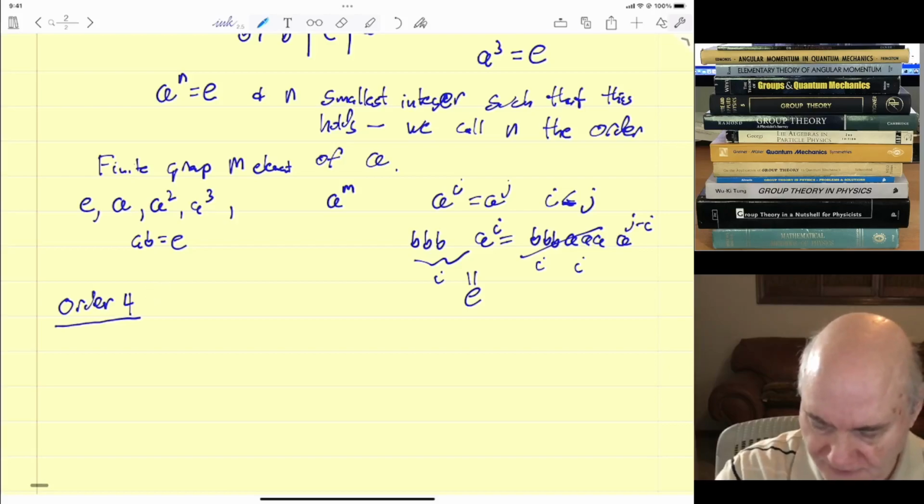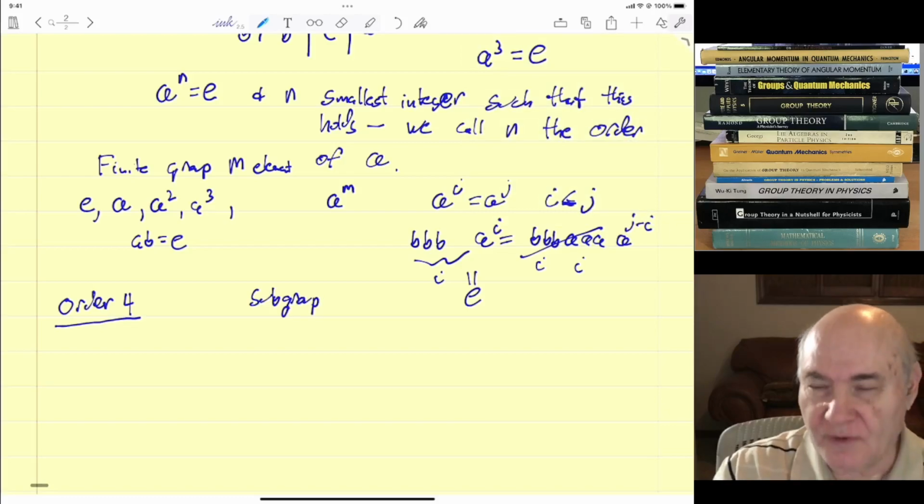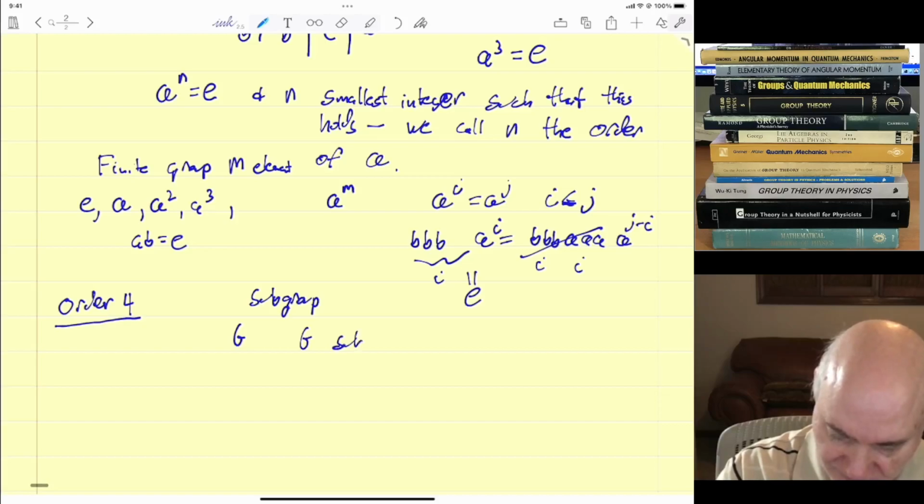Let me also define another terminology, a subgroup. A subgroup is just what you'd expect. It's a subset of the group. Let's say G is a group. We take a proper subset of G, and if that subset satisfies all the group axioms, then it's a subgroup. Now every group G will have G as a subgroup, obviously. These are the improper subgroups. And we'll also have E as a subgroup.